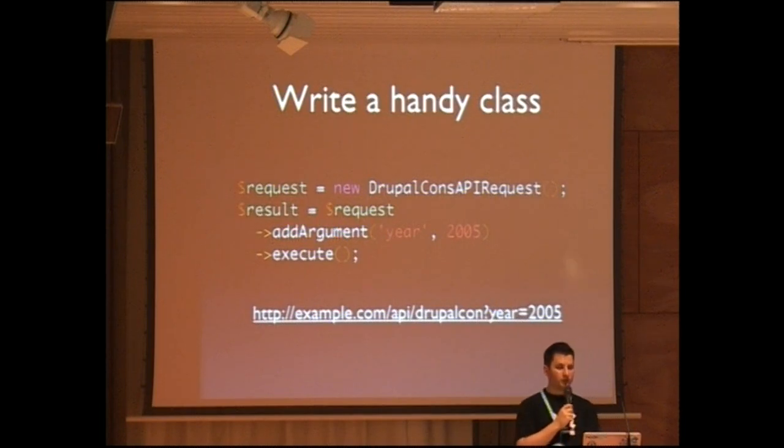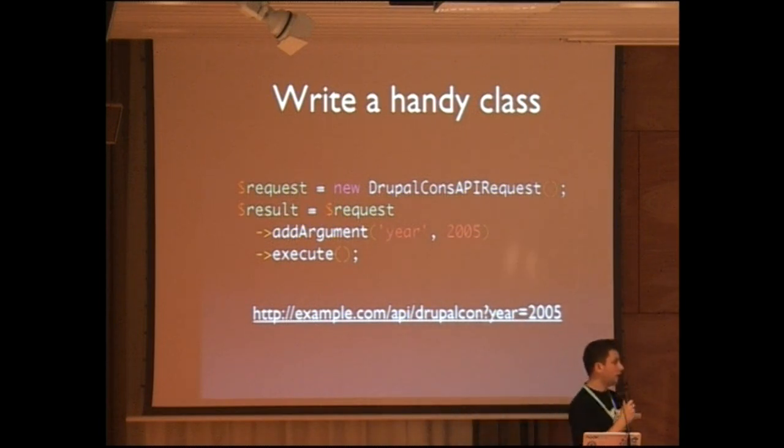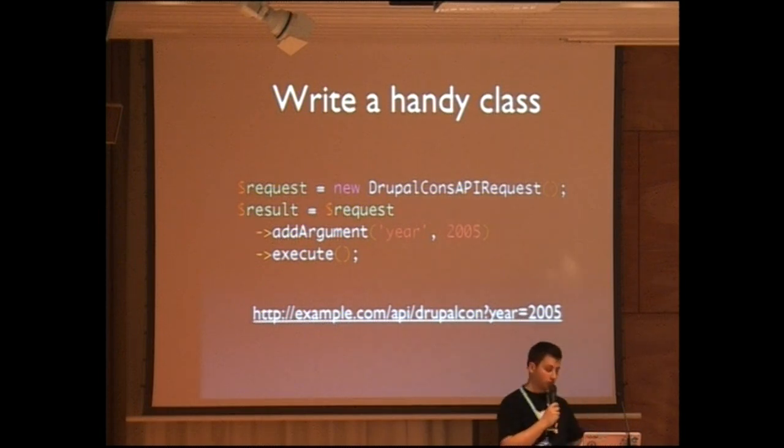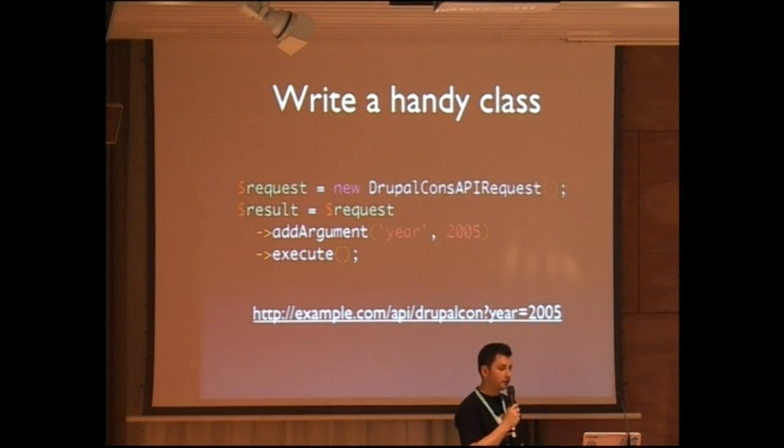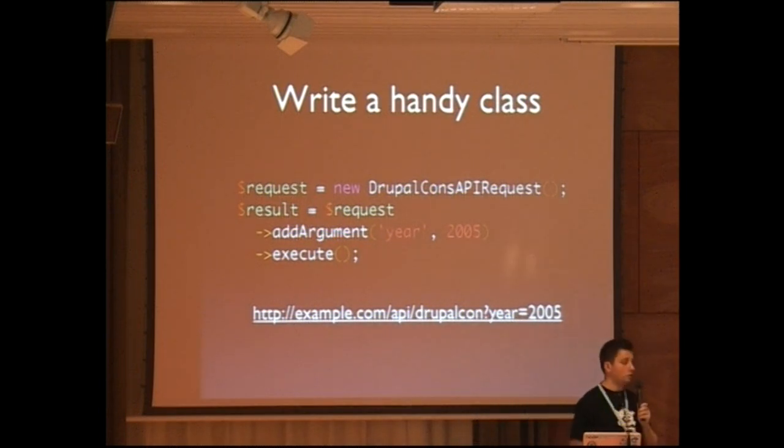And how are we going to start this work? First of all, we could potentially write a class in a Drupal module in our Drupal website, which builds the request URL, and we can write it in a handy way. So as you can see, you can add arguments for this URL, and when you execute this request, you get the JSON data that I just showed you.